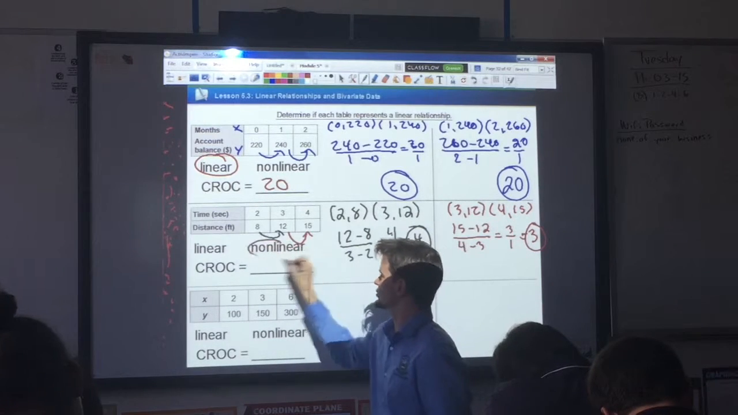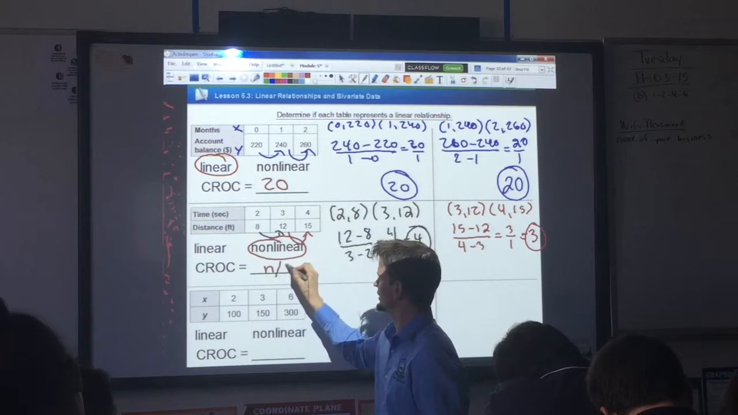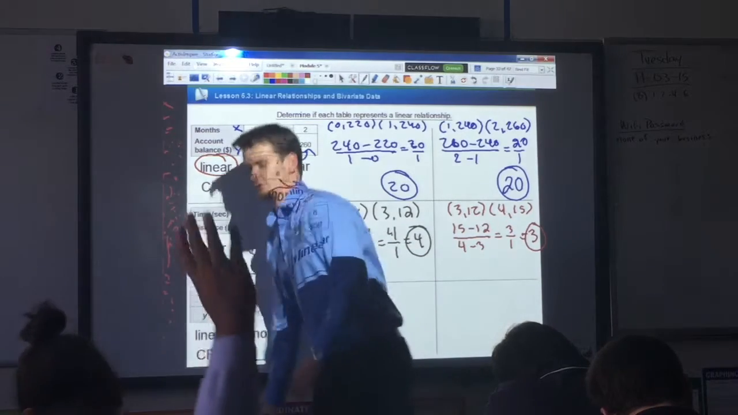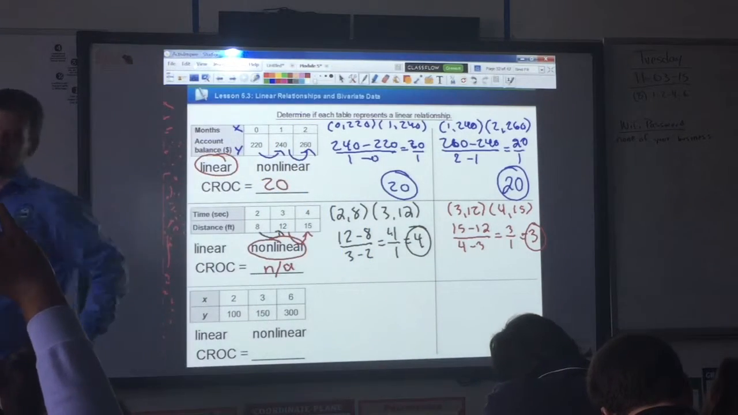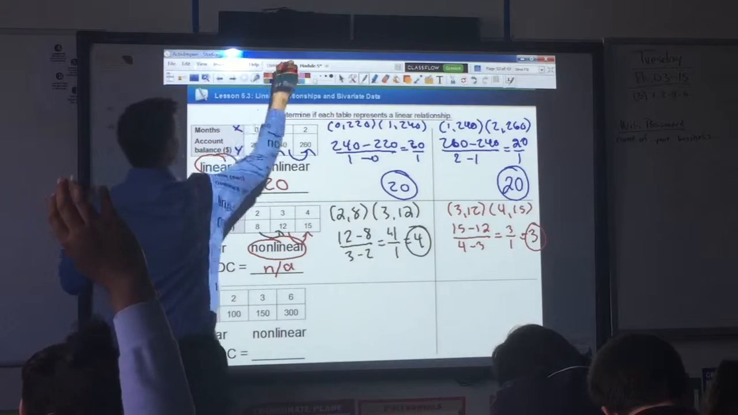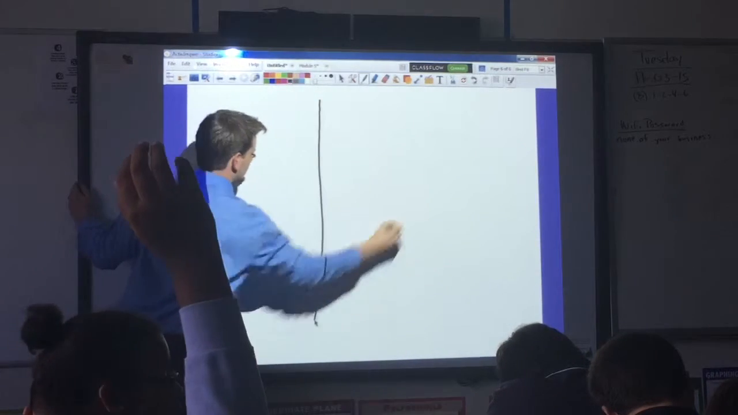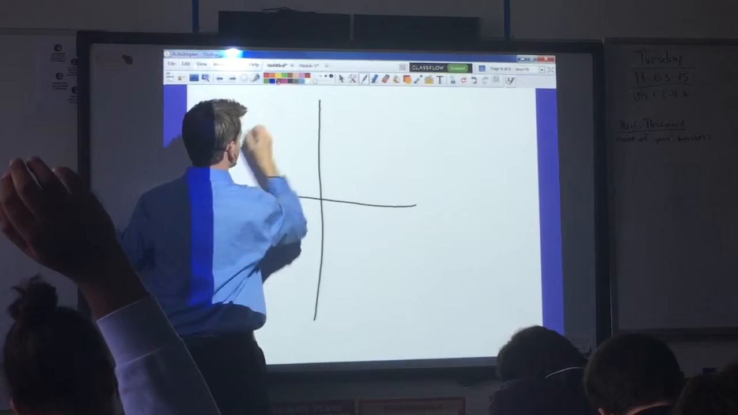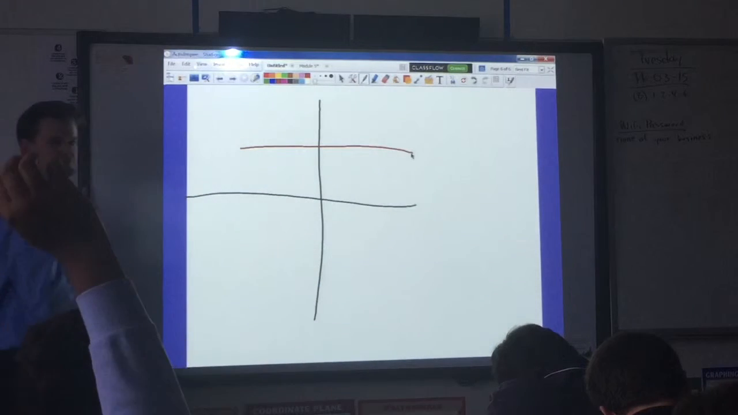No, which means that this relationship is nonlinear, and my constant rate of change is... No, don't say 0, because 0 is actually a constant rate of change. 0 would be if we had a graph that looked like that. That's 0.